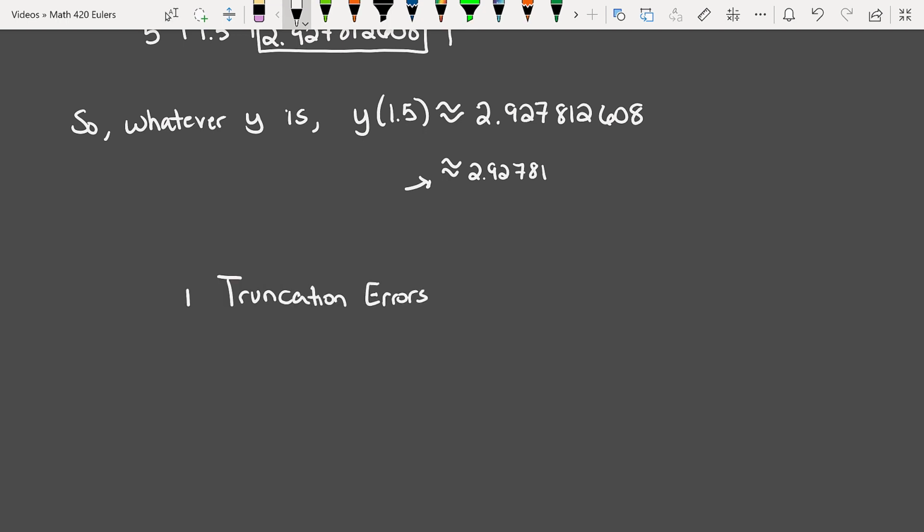The first kind is called a truncation error. A truncation error comes from the fact that you're using linearization to approximate your next y value. That alone introduces an error because obviously your solution curve does not follow a linear path. So using the linearized function to approximate the y value, let's just say right here at x sub 1, is already bad. So that's called a truncation error.